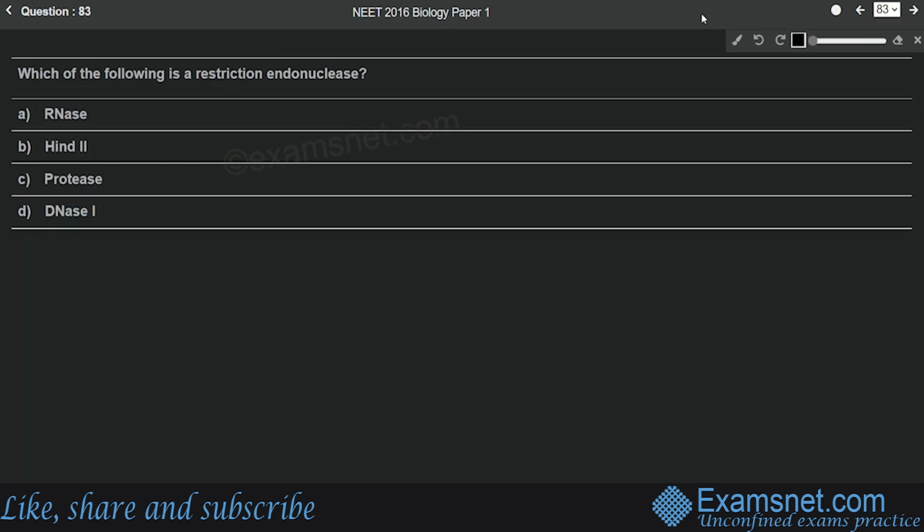Question number 83 is from the chapter Biotechnology Principles and Processes. And the question is, which of the following is a restriction endonuclease? So what is a restriction endonuclease? It is an enzyme that makes a cut at the DNA strand. So it cuts the DNA at specific location or specific site, that is known as origin of replication, or ORI in short. Now let's see the options.